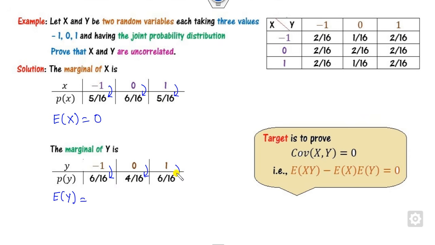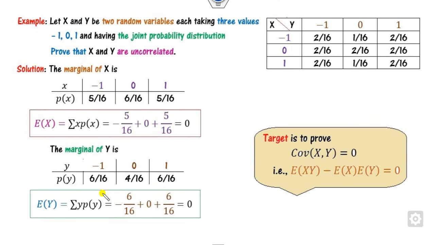This is 0, this is 0, again it's a 0 out here. So both the values are 0. How can you find the expected value? You can see this into this.